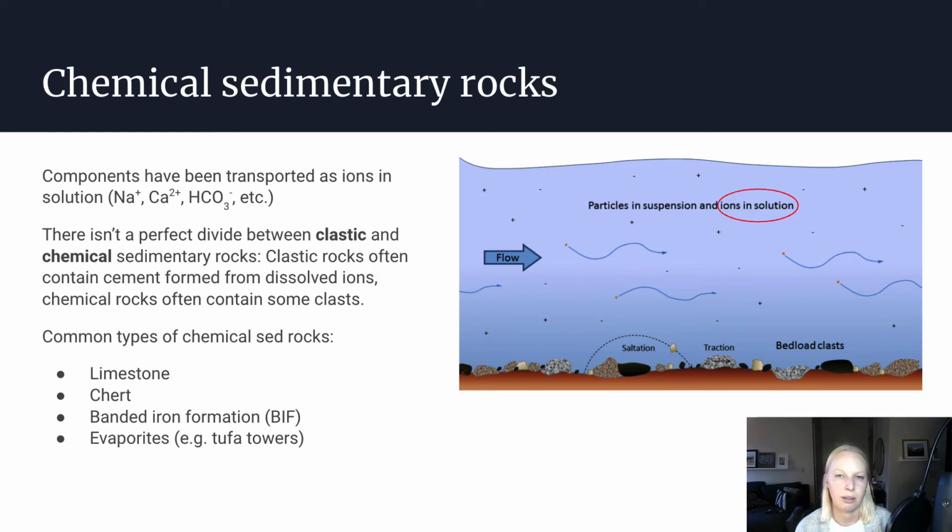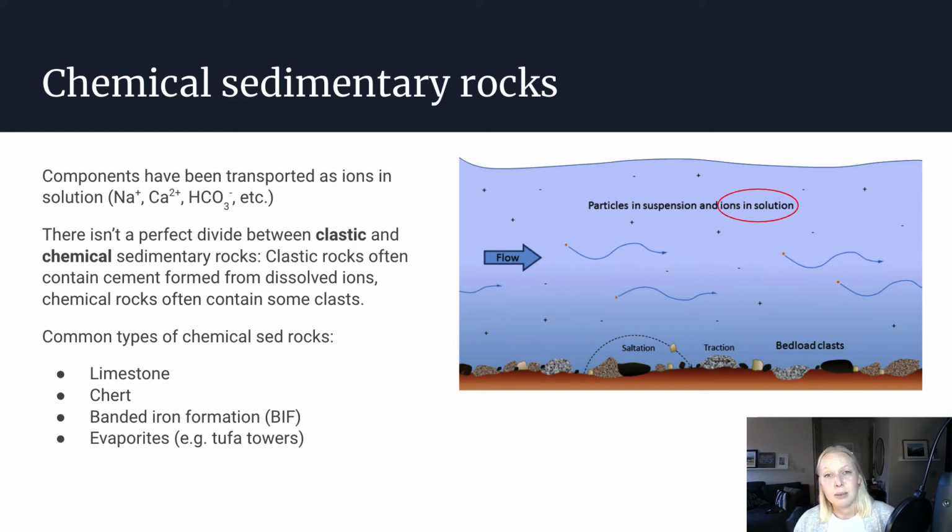Like I've alluded to, there really isn't a perfect divide between clastic and chemical sedimentary rocks. That division is pretty blurry because clastic rocks often contain some sort of chemical component. Maybe they have a cement, that would be a chemical component. Or, chemical rocks often contain clasts. So you might have a limestone that has some mud or sand in it. That happens all the time. So again, that division between the two really isn't that clear, but we do our best as humans to describe the natural world around us as best we can.